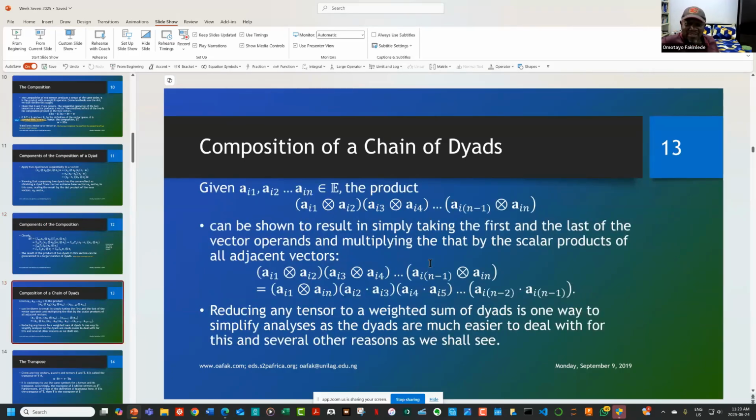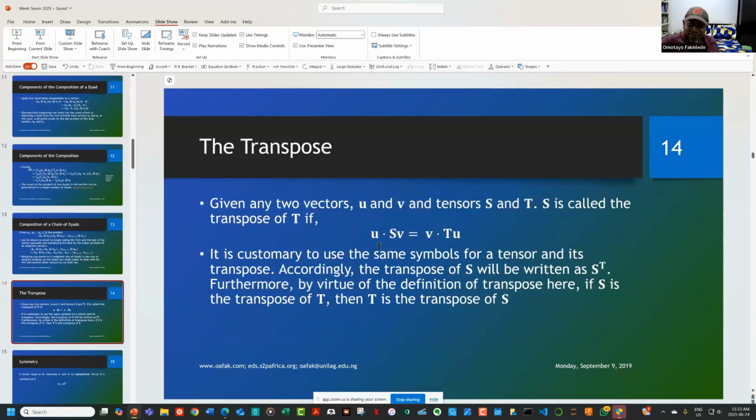So we've already expressed this result, so we don't need to worry about that again. You know that result, and you use that result. So we get to page 14 now, where we discuss the transpose.